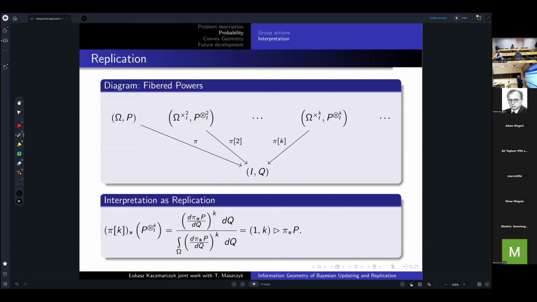But what is really striking here? Well, the interpretation of each of these spaces. What it does is it takes the events on omega and it replaces it with copies of the same event, and moreover, these copies are independent from each other. So it can be used to model this intuitive idea of data replication.